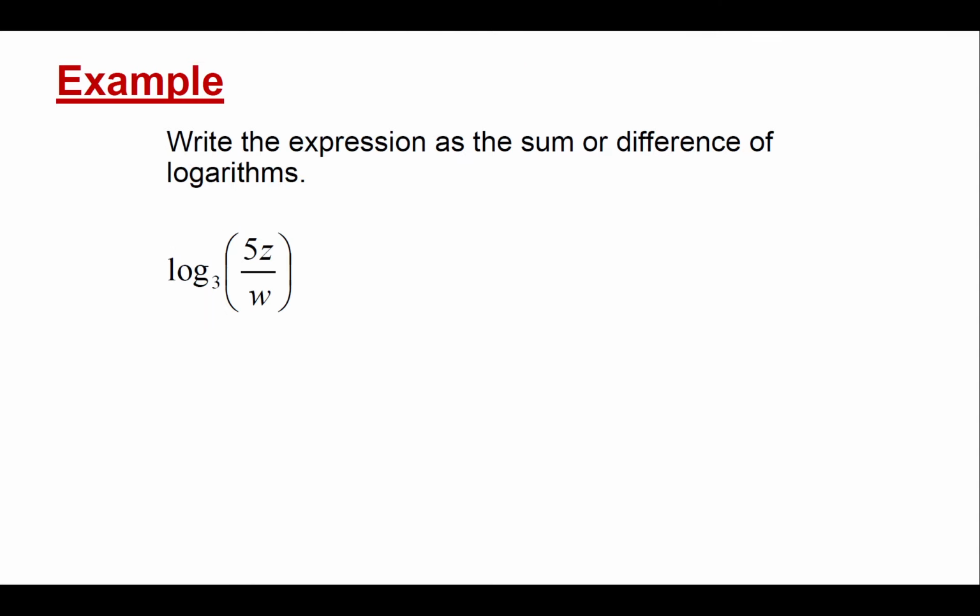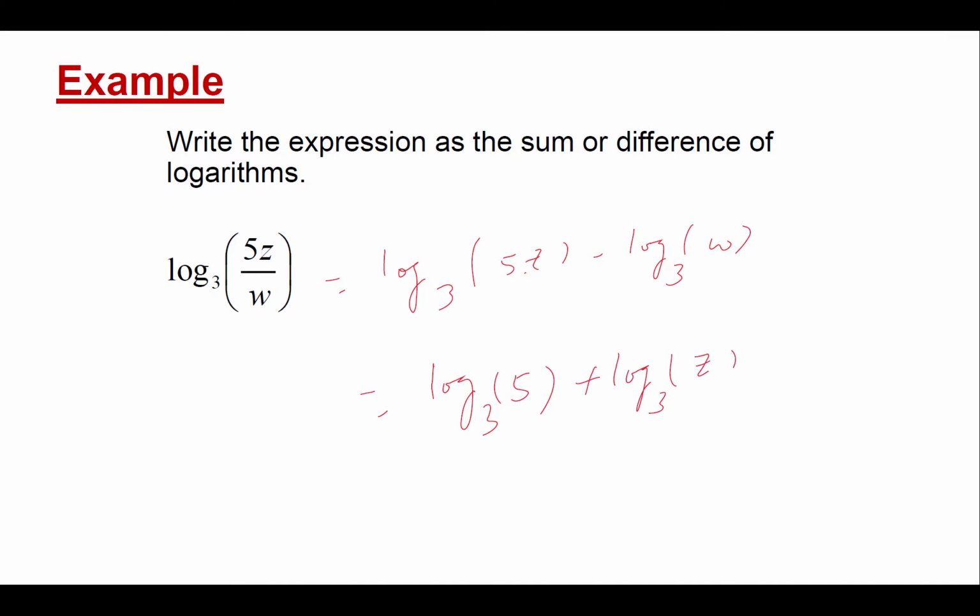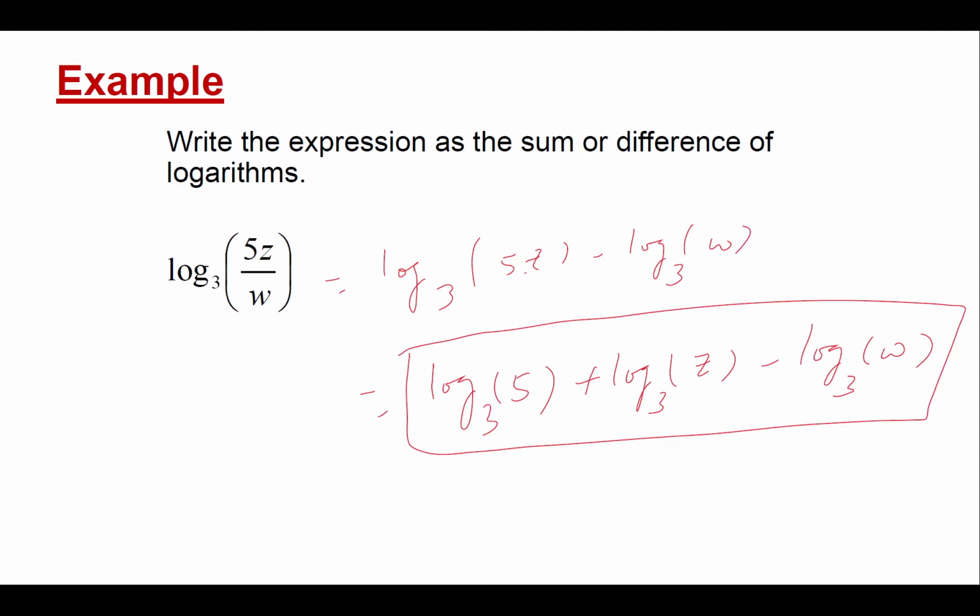So one more problem, we have to write this expression as a sum or difference. First of all, because there is a quotient sign, we can use the quotient property: log base 3 of 5z minus log base 3 of w. And since there is a 5 times z, we can use the product property. So we can write log base 3 of 5 plus log base 3 of z minus log base 3 of w. And that's the most we can do. That's the most simplified form.